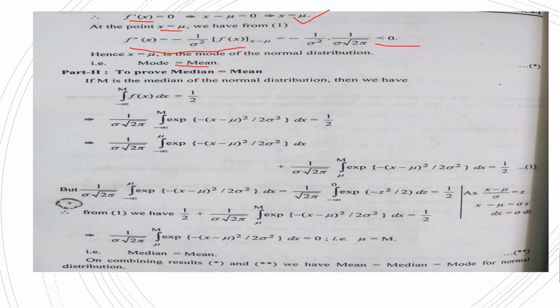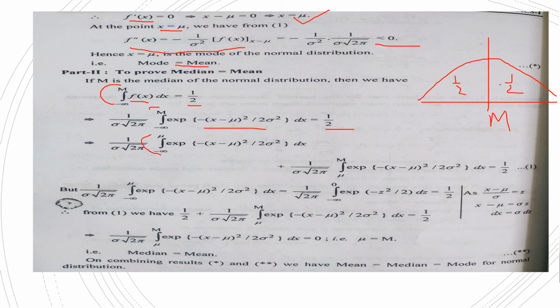Now we also have to show that the median is equal to the mean, and we know that a median is a value that divides the data into two equal parts. If this is the median, it will divide the data into two equal parts. In normal distribution, total probability is 1. So this is a 1 by 2 part, and this is also a 1 by 2 part. So if we integrate from minus infinity to m, we will get probability 1 by 2. Using the value of the normal distribution function, we set it equal to 1 by 2. Now we will break this integral into minus infinity to nu and nu to m.